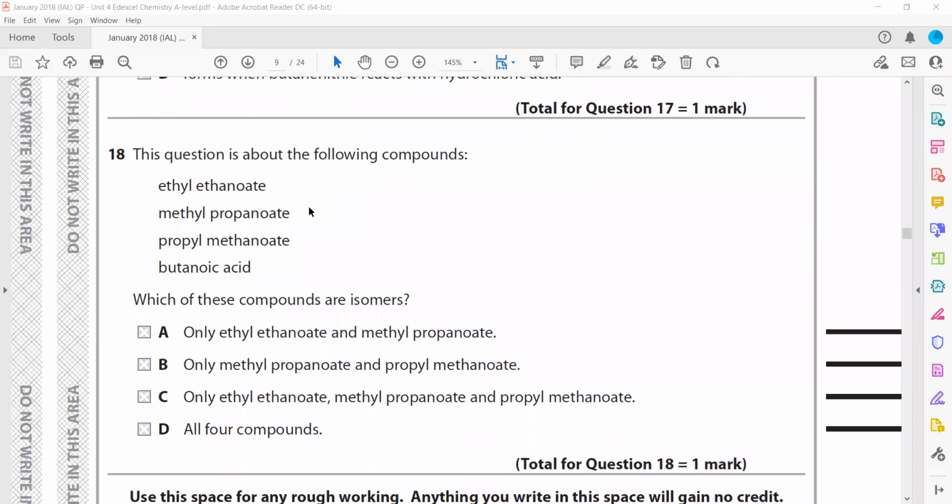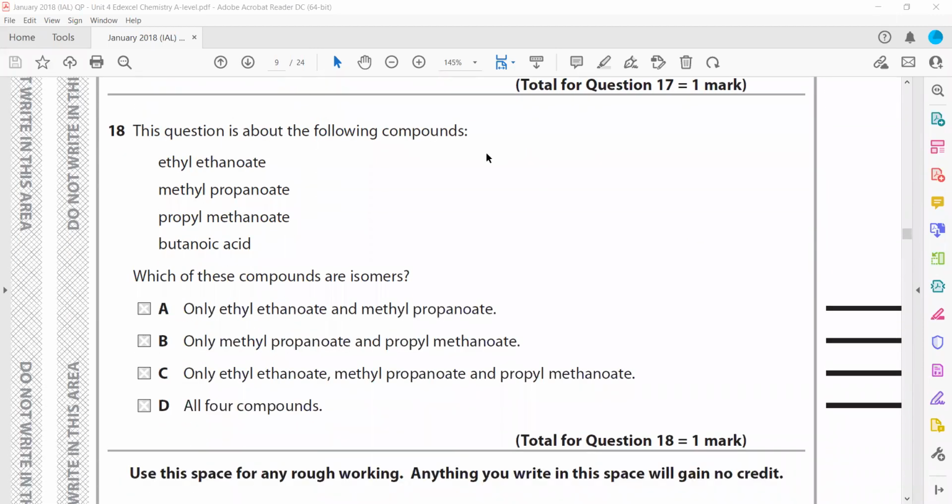This question is about the following compounds: ethyl ethanoate, methyl propanoate, propyl methanoate, and butanoic acid. Which of these compounds are isomers? Look, how to identify the isomers. They should have the same molecular formula but different structures to be isomers of each other.